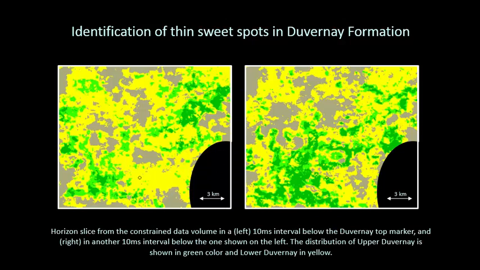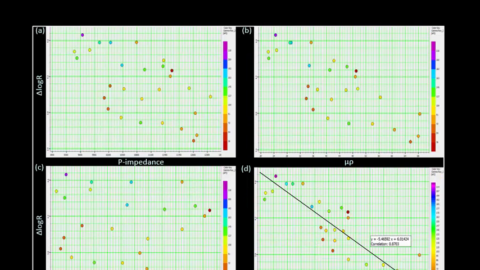Based on this, we were able to get some variation. The constrained data volume, 10 millisecond interval below the top Duvernay marker and 10 milliseconds below. So we were able to get these in the 20 millisecond zone. So the point I'm making is that this kind of variation, in the absence of proper bandwidth, you won't be able to see. But if you are able to do something like this, you will be able to see that kind of a thing.